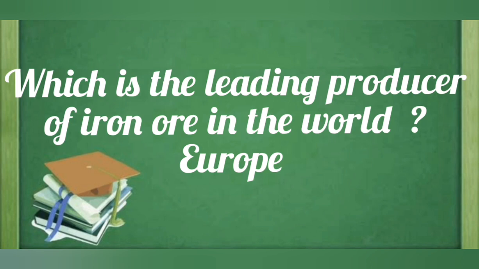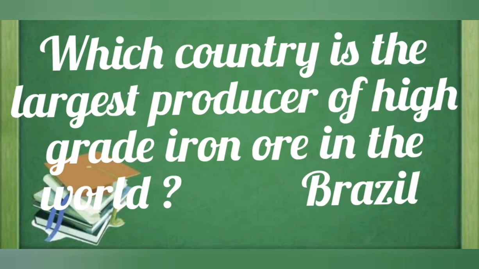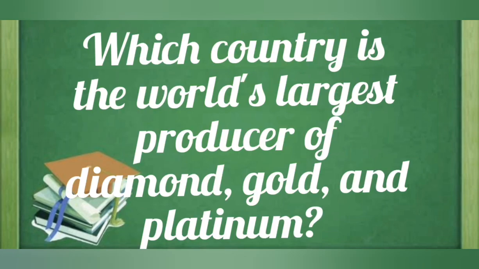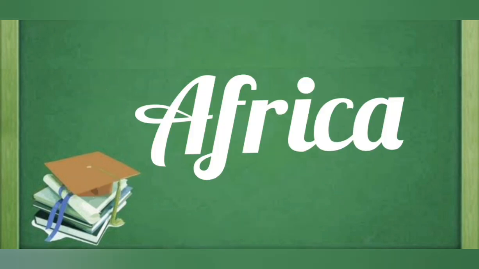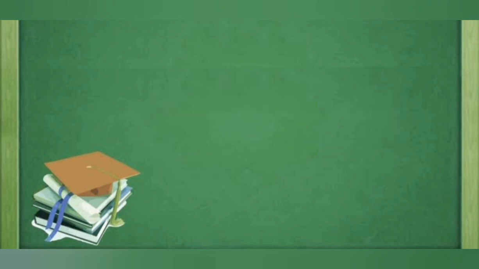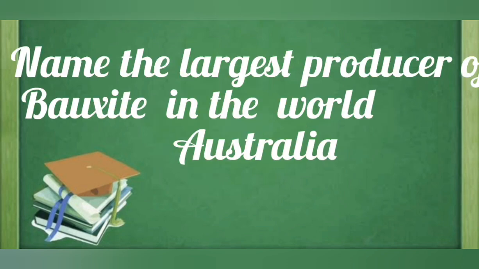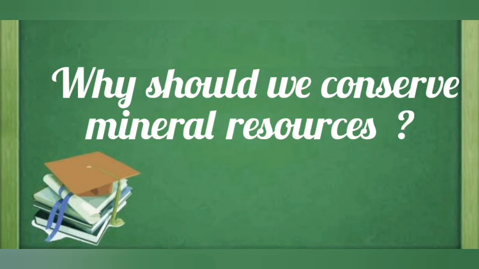Next question, which is the leading producer of iron ore in the world? The answer, Europe. Our next question, which country is the largest producer of higher grade iron ore in the world? Answer, Brazil. The next question, which continent is the world's largest producer of diamond, gold and platinum? The answer, Africa. Next question, name the largest producer of bauxite in the world. Answer, Australia.